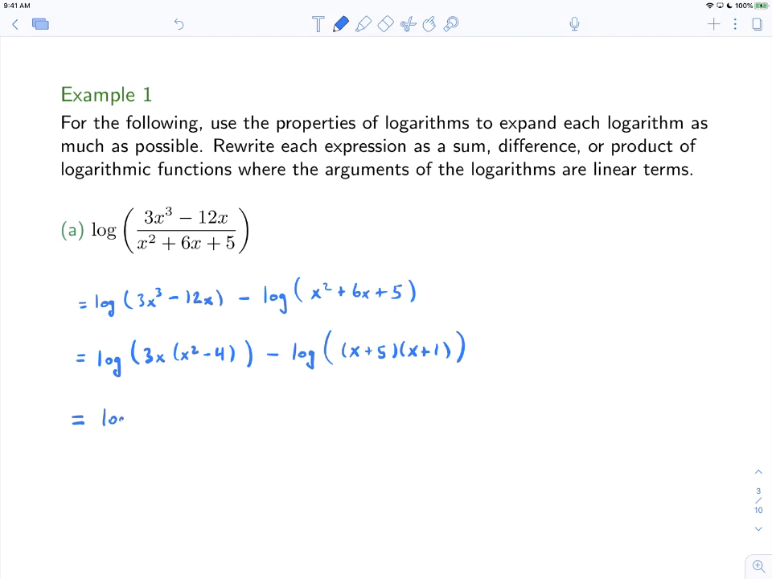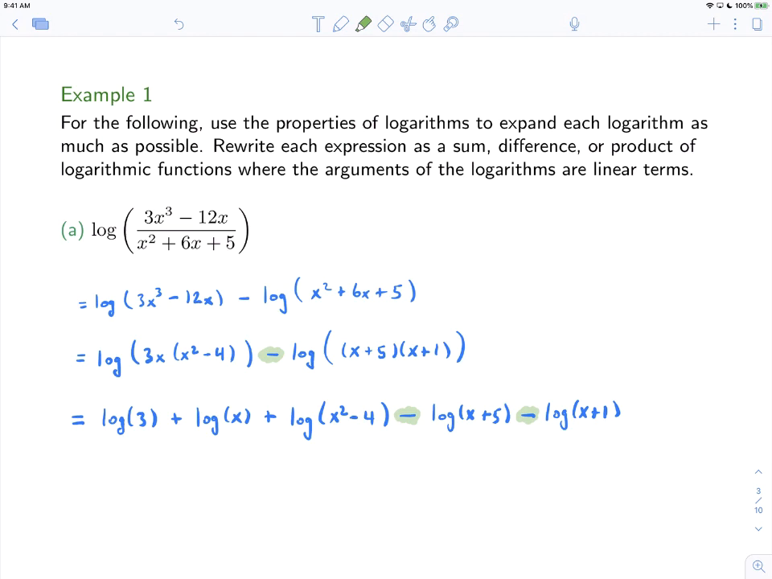So this is going to be log of 3 plus log of x plus log of x squared minus 4. Actually, we can factor that one too, so we'll do that in a second. Minus log of x plus 5, and then minus log of x plus 1. There's a minus here. So these are 2 terms, so it's log of x plus 5 plus log of x plus 1. But we're subtracting both of them.